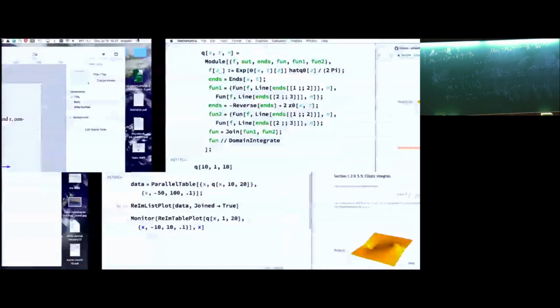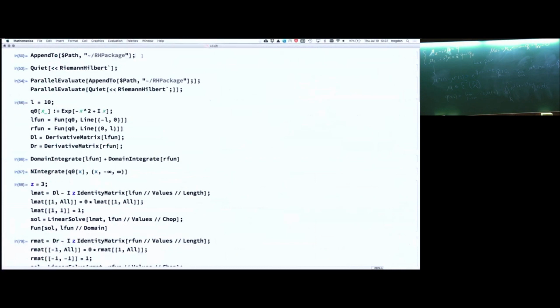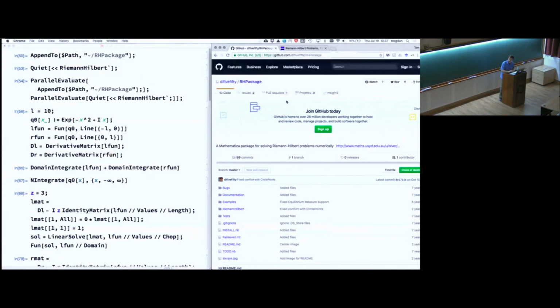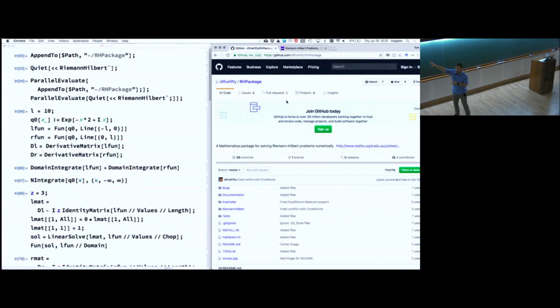Before I do this, I should pull up this page. Here's the link, but it's on the slides that I've already shown. This is Sheehan Olver's Riemann-Hilbert package, and I'm going to demonstrate some uses of it on the left-hand side. It's a Mathematica package, and everything you need is on this GitHub page.